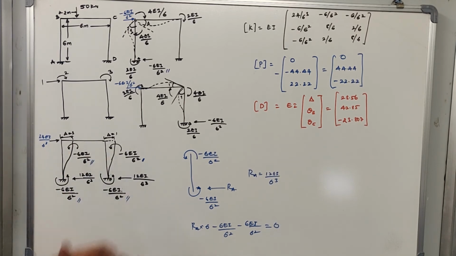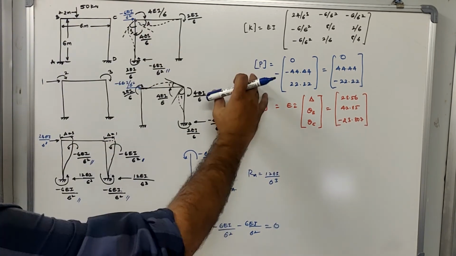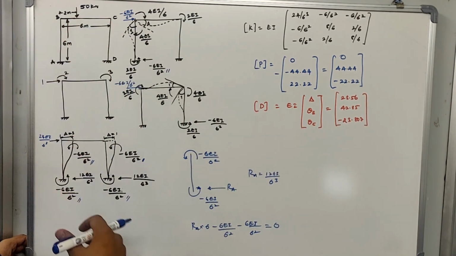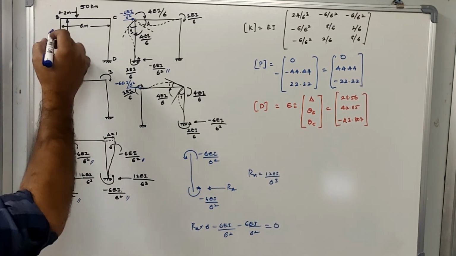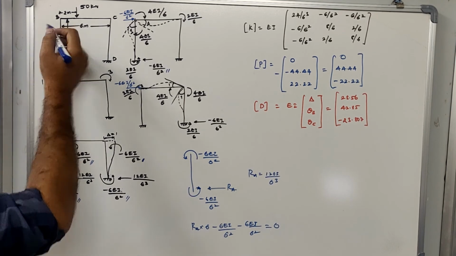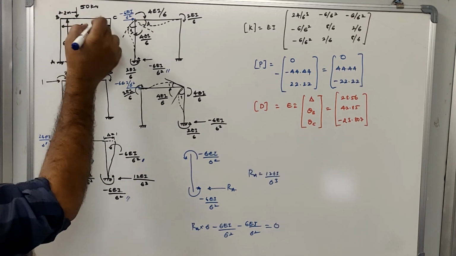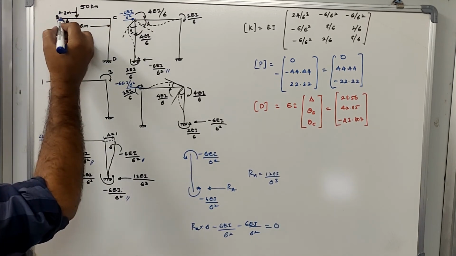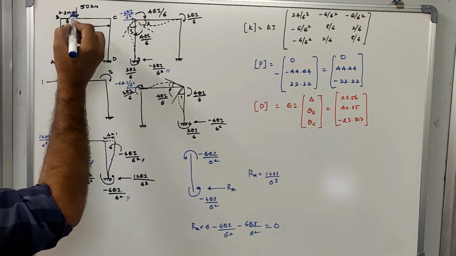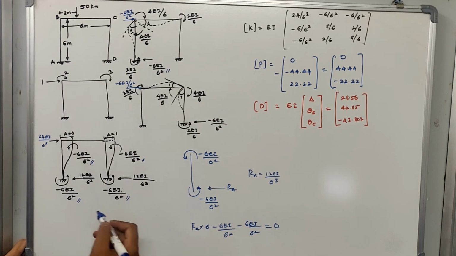Once you solve the stiffness matrix, the next step is to solve for the force matrix. To solve the force matrix, you need to determine the fixed end moments. You know that MFAB and MFBA are equal to 0, and MFDC and MFCD are also equal to 0. The only two moments that you get are these two: MFBC and MFCB, which are calculated as minus 44.44 and 22.22.